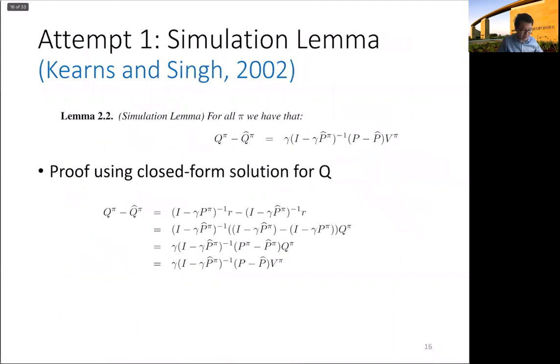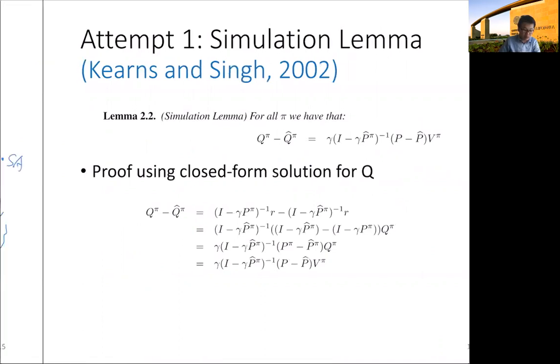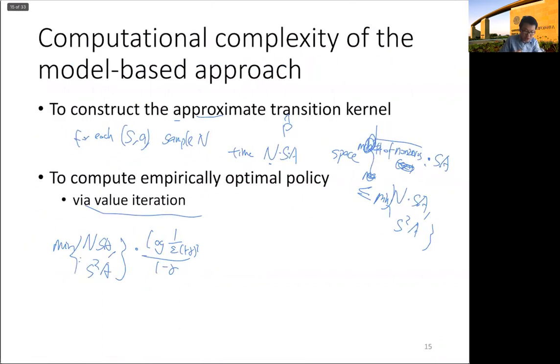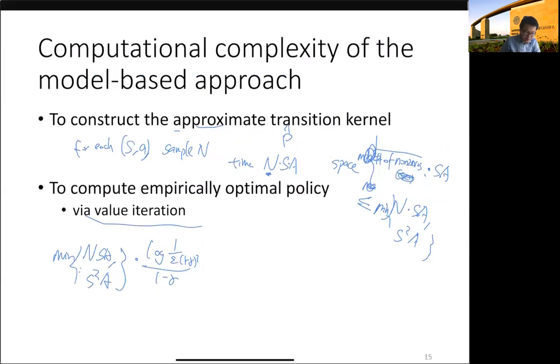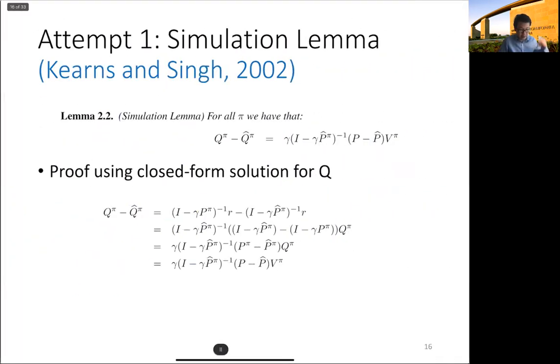Okay, so let's try the first attempt at analyzing the sample complexity. What this shows is that it really suffices to work out what n is if we want to get the epsilon approximate optimal policy, to work out n as a function of epsilon. Okay, so let's try working out the first version of it.